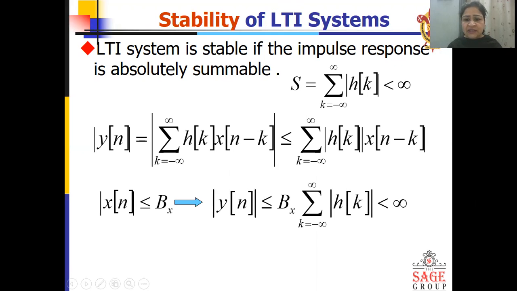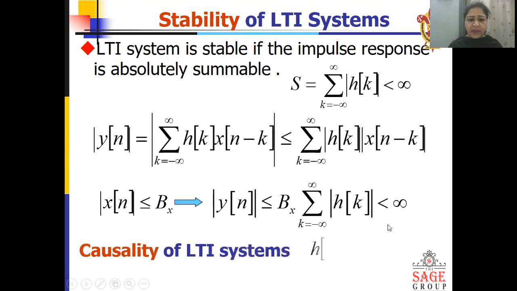Now, suppose the input signal is bounded. That means the absolute value of xn is less than or equal to, say, some finite value bx. Then the absolute value of yn will be less than or equal to bx times the summation of the absolute value of hk, because xn minus k is also bounded by bx. Now, we know bx is a finite value. If yn has to be finite, then this summation should be finite. That means summation k equal to minus infinity to infinity of the absolute value of hk should be less than infinity. So this is the condition for any discrete time system to be stable.